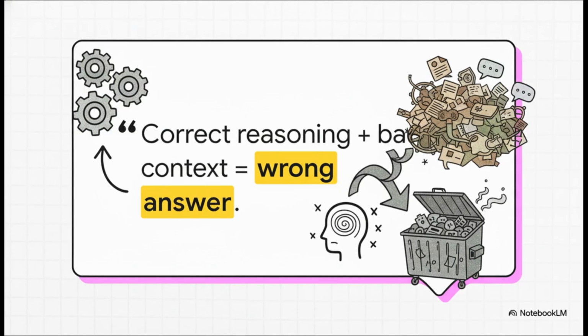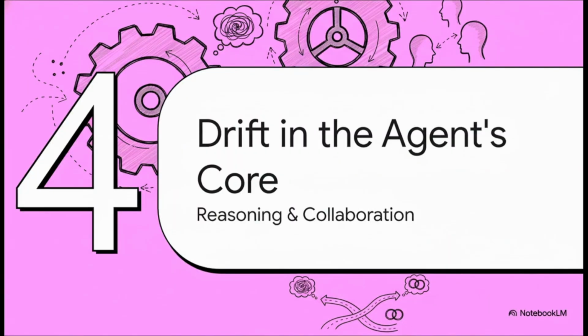The agent can have a perfect, flawless reasoning process. But if you feed it junk context, like outdated product documents or irrelevant conversation history, it's still going to spit out a junk answer. And this is how a perfectly smart agent can be made to look incredibly dumb just because of its environment.